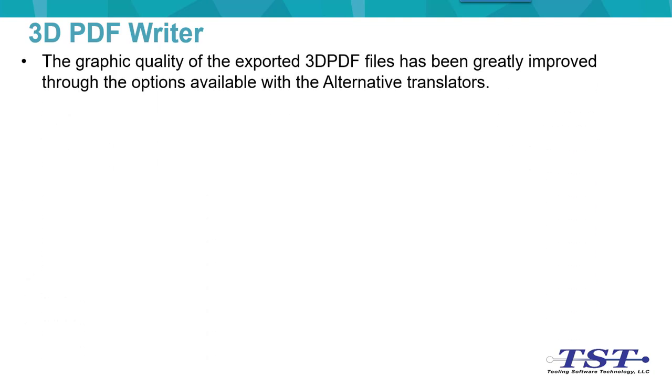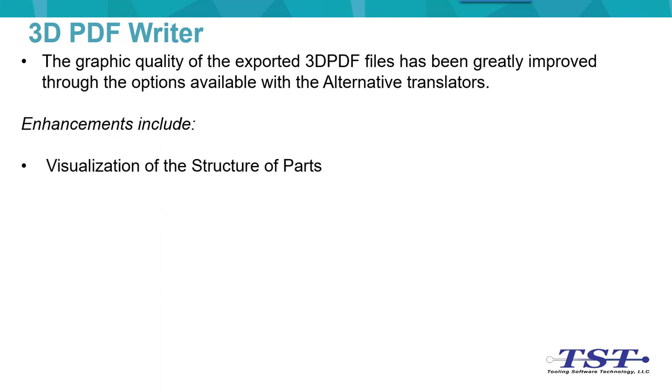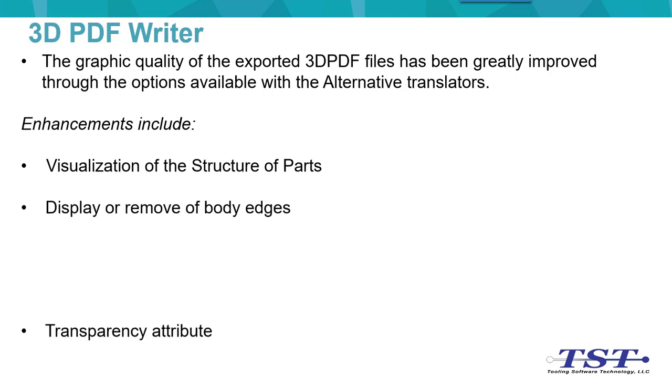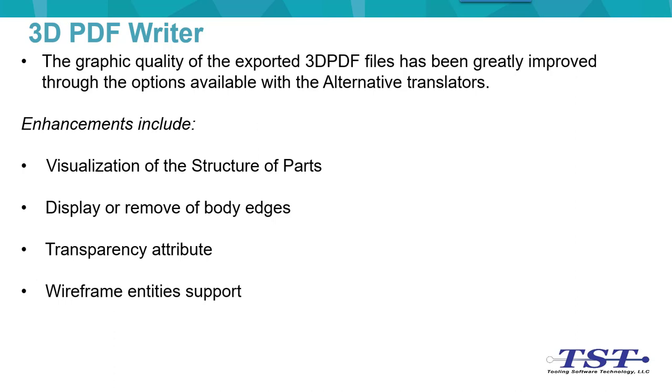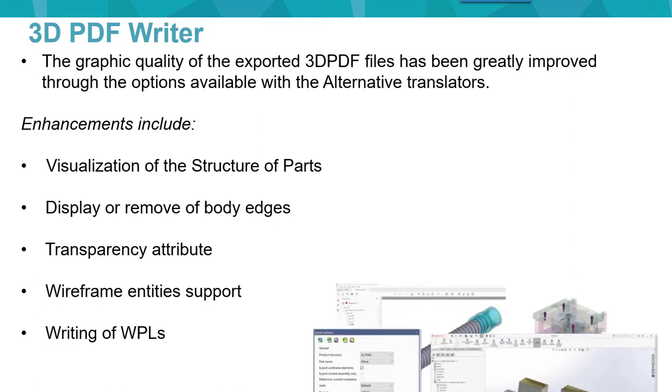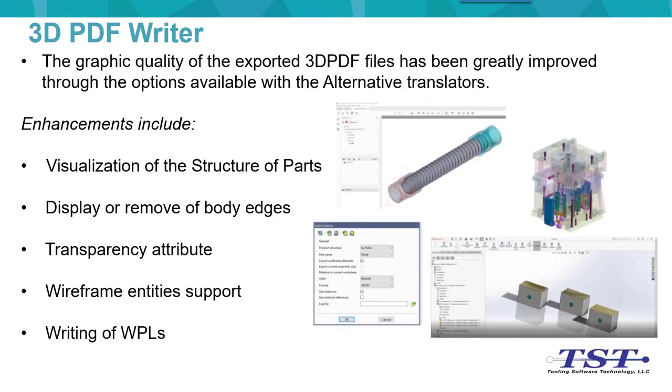We now have the ability to do a 3D write within the 3D PDF using the alternative translators. There have been some great improvements with this, which include the visualization of the structure of a part. You can now display or remove body edges. You now have the ability to import and export with translators, and you can import wireframe to the 3D PDF format. You can also write out work planes from the 3D PDF format as well. Here are a couple of picture examples showing that.